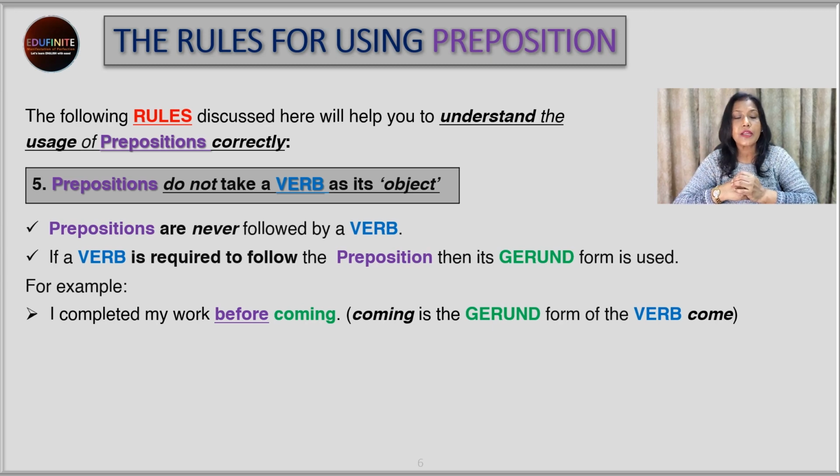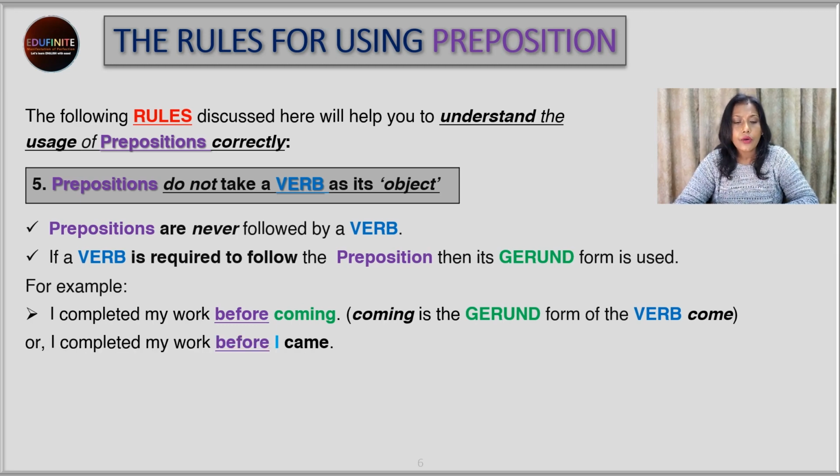We cannot say I completed my work before come. That you just can't do. So it has to be coming. That is a gerund form. Gerund is the noun form because it is used as a noun. Though it looks like a verb, it plays the role of a noun. Why? Because over here it's being used as an object. Just as a noun, what does a noun do? It either plays the role of a subject, or an object, or a subjective complement. So here we are using the word coming as the object of the preposition before.